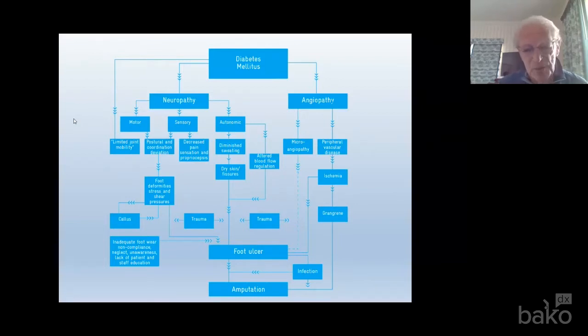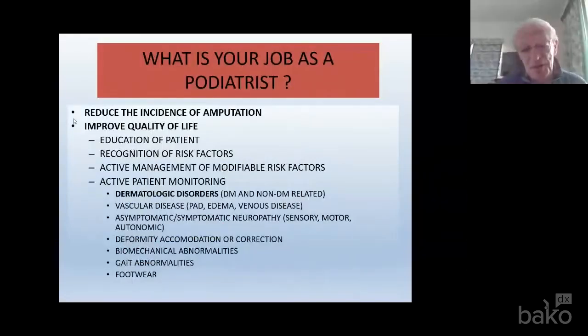And while there are other specialists that could bring more expertise to the table in a particular area, for example, we would assume that an interventional cardiologist would know more about vascular disease than a podiatrist, or a neurologist may know more about treating neuropathy than a podiatrist. It takes a generalist viewpoint, and that is where I think we have the opportunity to reduce the incidence of amputation and also improve quality of life.